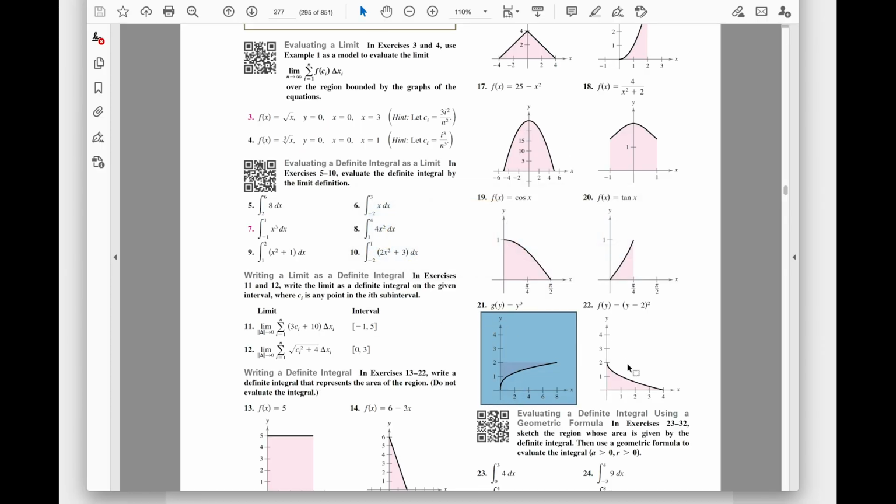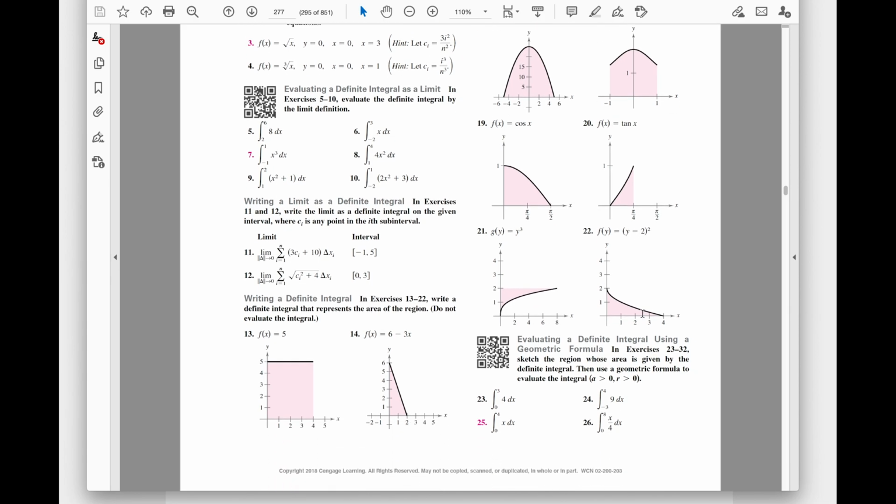22 is very similar to that, so we're gonna integrate here with respect to y as well. The lowest y can get to is 0, right? And the highest it can get is 2. So this would be the integral from 0 to 2 of f of y dy. Okay, all right, so let's move on to the next set of problems.